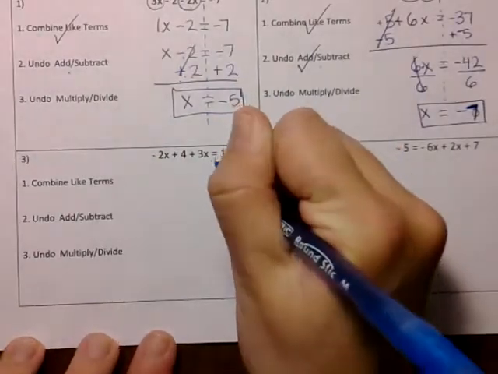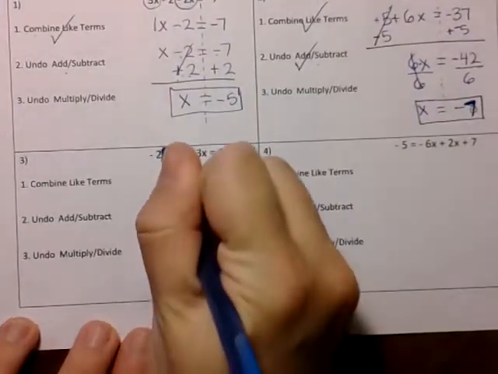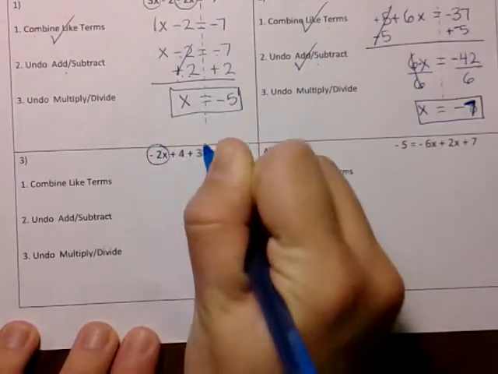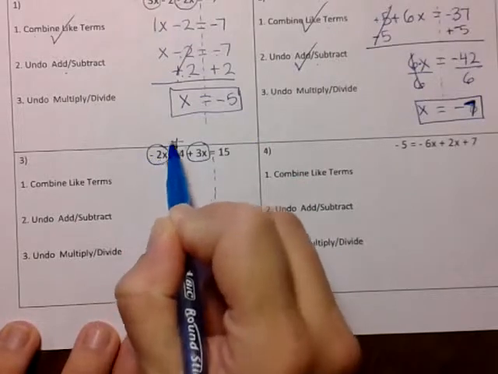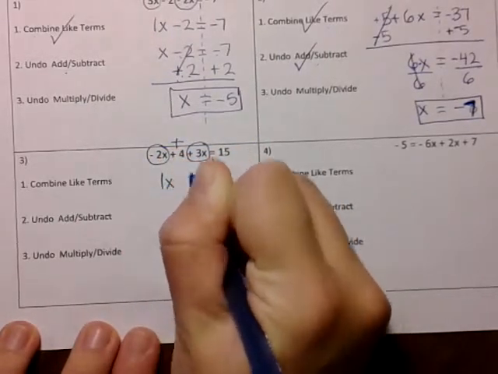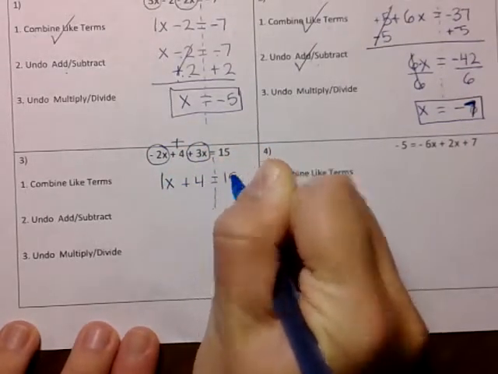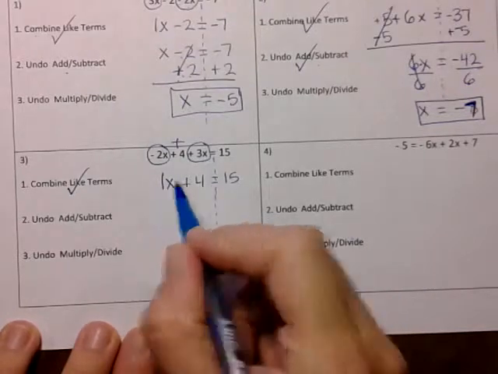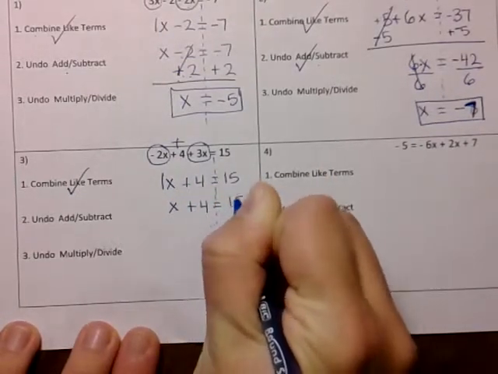Number 3, again, draw my dotted line. I circle my like terms, negative 2x and positive 3x. I add them together. Negative 2 plus positive 3 gives me positive 1. Bring my x. Then I bring my plus 4 equals 15. I'm done combining like terms. The 1 is invisible, so I'll just rewrite this as x plus 4 equals 15.